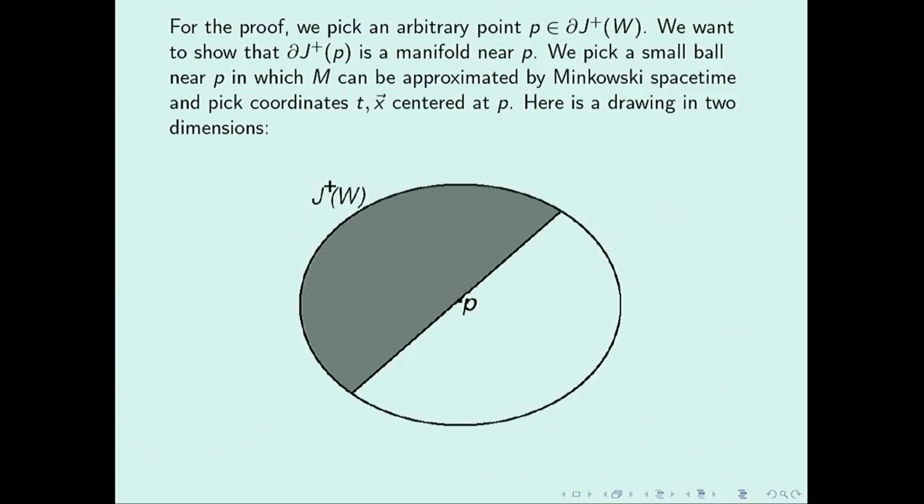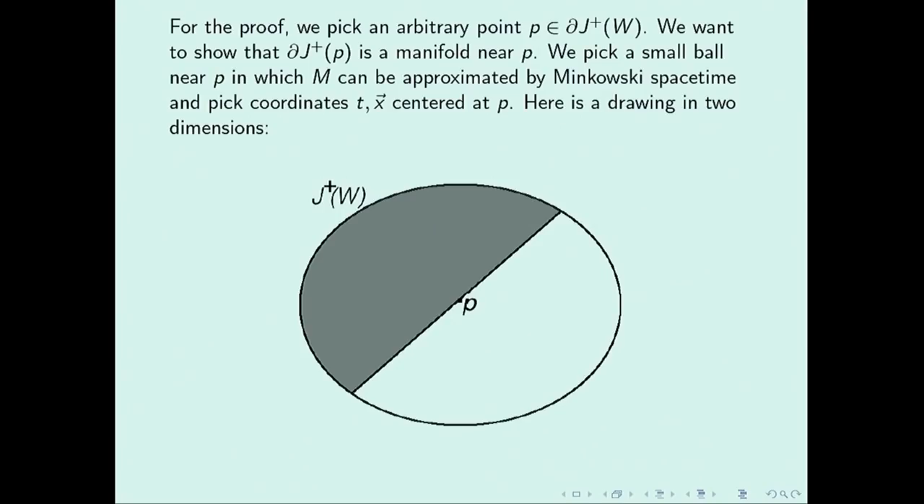And if that null geodesic goes to P, then everything to its future is in the interior of J positive W. And the geodesic itself is the boundary of J positive W near P. So the picture is already the proof in 2 dimensions. But assume we're above 2 dimensions. Then this picture, of course, is oversimplified because it is drawn as a 2-dimensional picture.